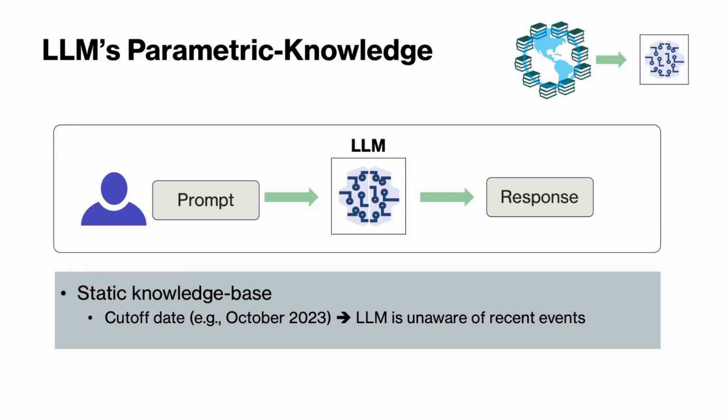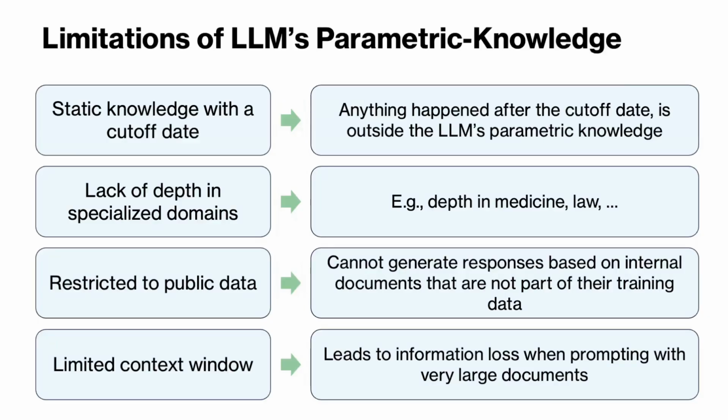However, the parametric knowledge of the LLM may not be sufficient for answering all prompts. The reason is that this knowledge is static and has a cutoff date based on the latest information that the LLM has been trained on. So if you ask a question about more recent events after the cutoff date, it will not be able to answer that question. In addition to the static knowledge of LLMs, there are a few other issues as well.